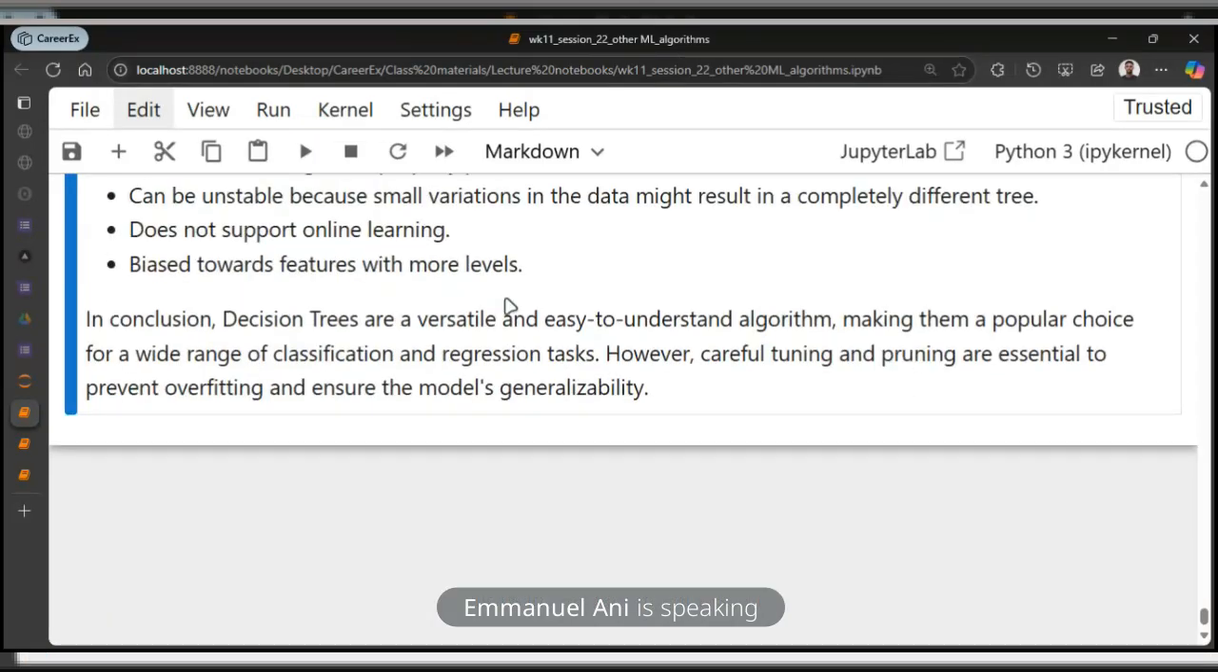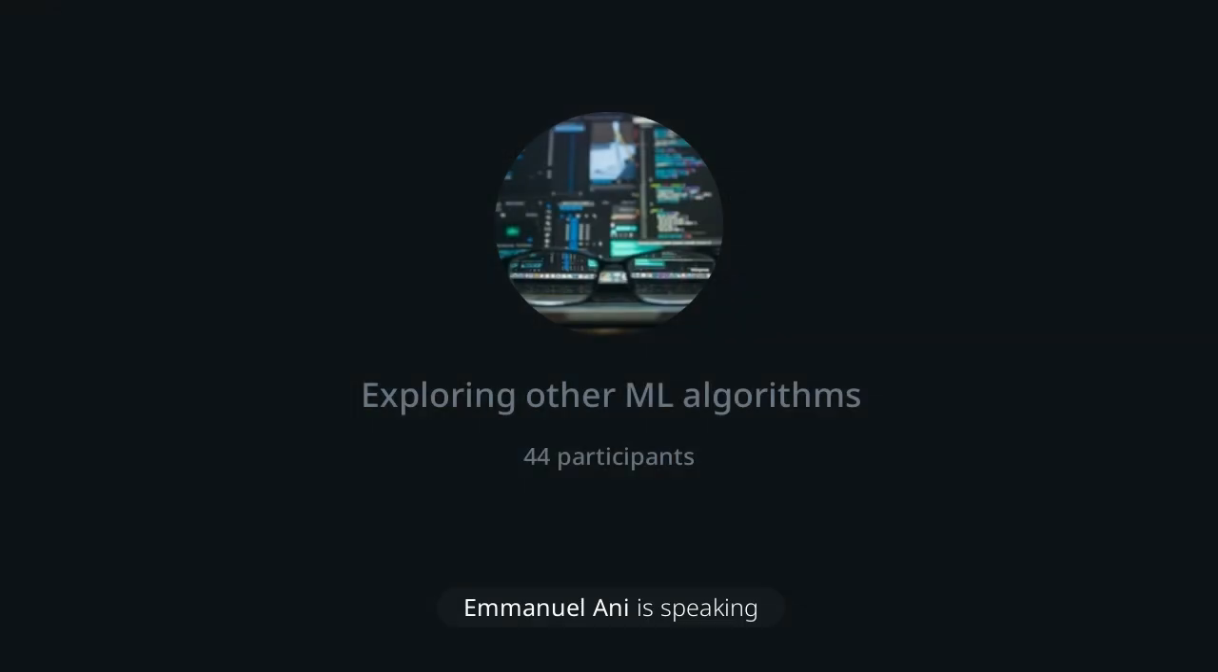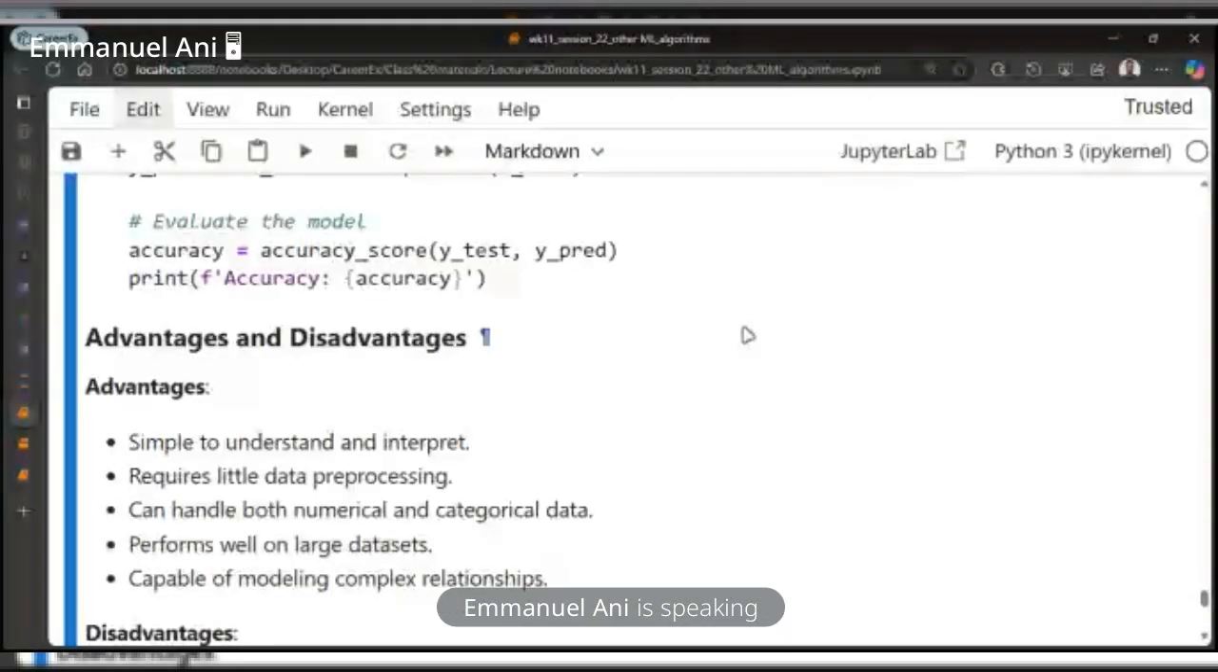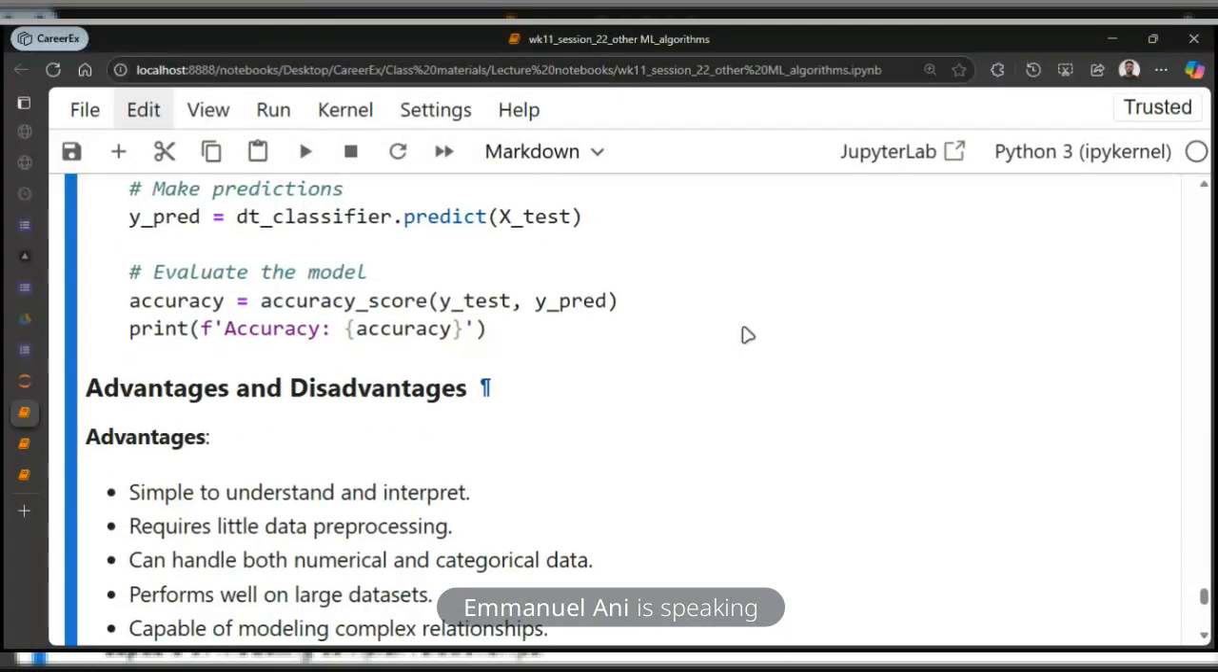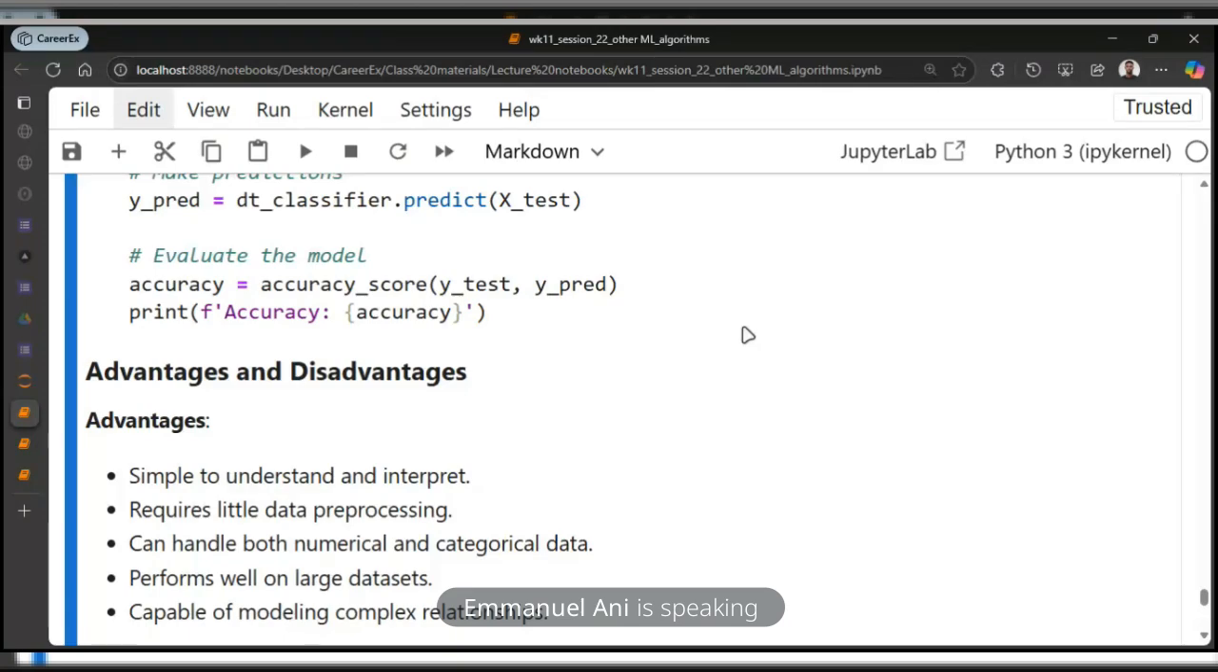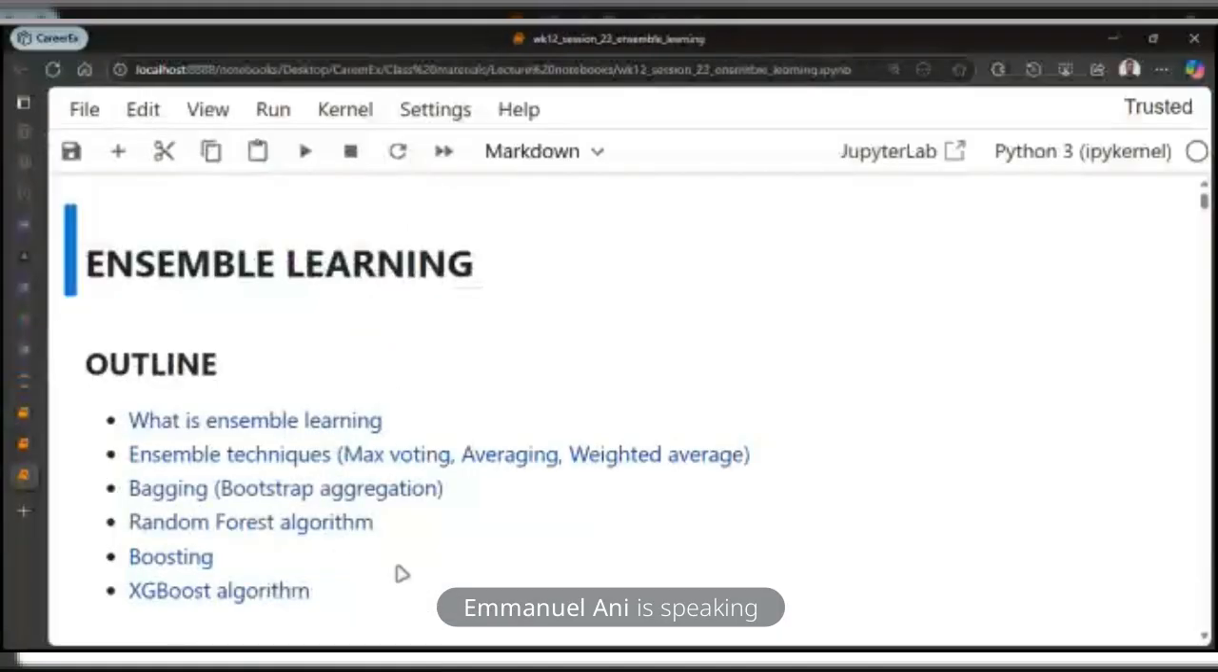So in conclusion, decision trees are versatile and easy to understand, and it's a very popular choice as well. You can just practice with it and include it in your project and see how well it's performing. So these three trees I just explained are very good, right? They perform well, but compared to these ones that we have here, they are still learning. They are what we call ensemble learning.